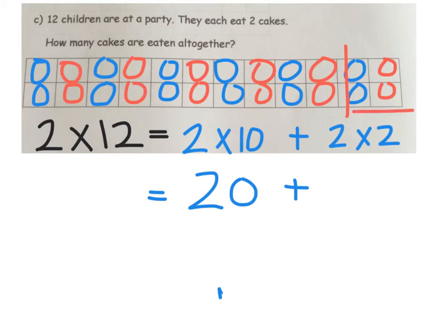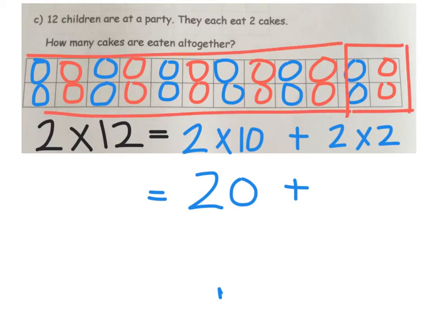So we've broken this problem into 2 parts to make it easier to work out using our 10 times table and our 2 times table. That's 20 cakes and 4 more. So they ate altogether 24 cakes.